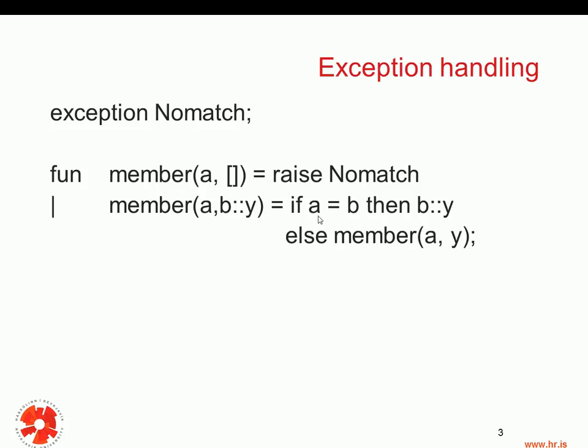If A is not equal to B, then we just call the member function recursively, again using the element that came in, and then the tail of the list.